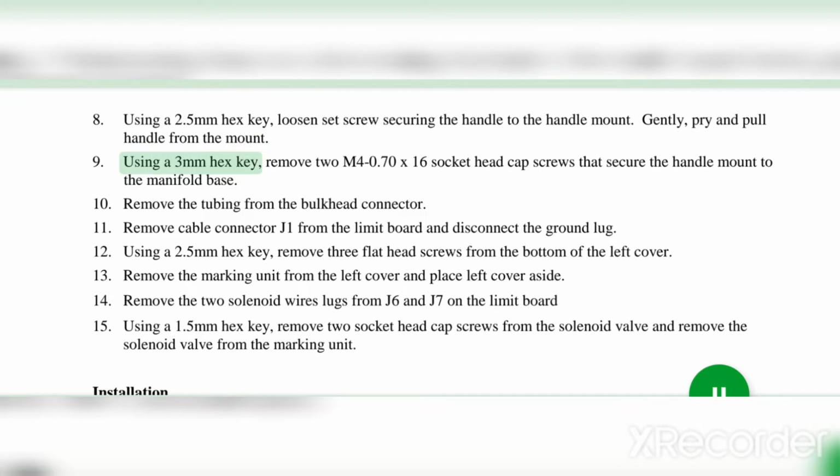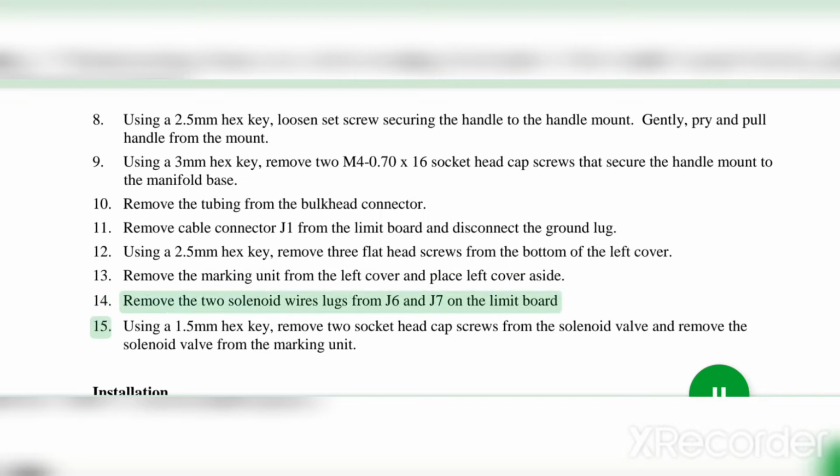9. Using a 3mm hex key, remove 2 M4-0.70x16 socket head cap screws that secure the handle mount to the manifold base. 10. Remove the tubing from the bulkhead connector. 11. Remove cable connector J1 from the limit board and disconnect the ground lug. 12. Using a 2.5mm hex key, remove 3 flathead screws from the bottom of the left cover. 13. Remove the marking unit from the left cover and place left cover aside.